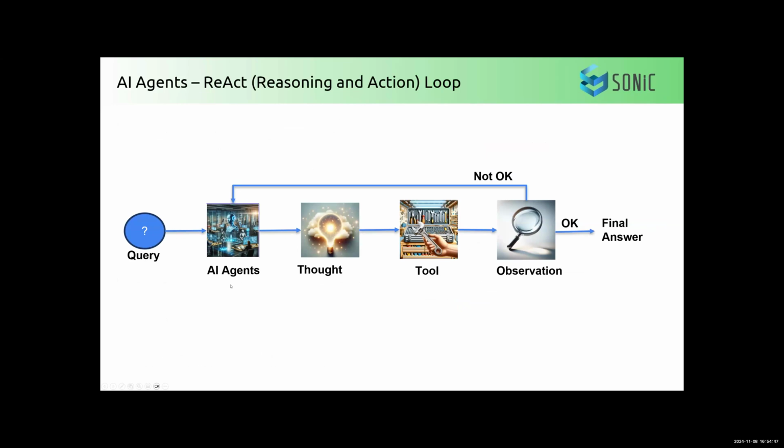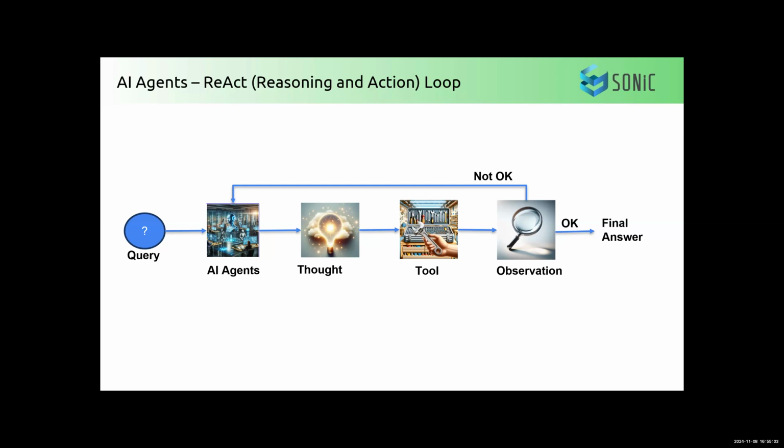So basically, for a given query, it will go to the first AI agent. Based on the description that you have for the AI agent, it chooses one AI agent, and then it thinks about what kind of query we can give for this particular prompt, right? Then it selects the appropriate tool.